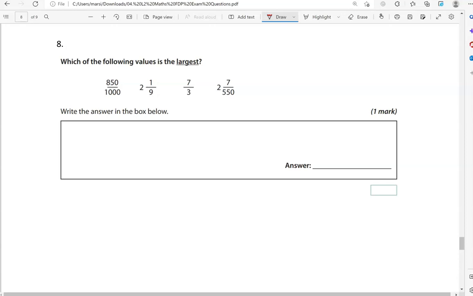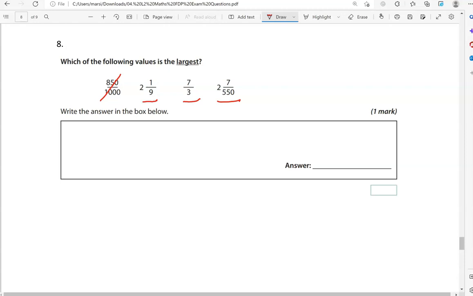850 out of 1,000 is the smallest of them all because it's a proper fraction. 850 is smaller than 1,000, so this is less than 1 or less than 100%, whereas the other three, they're greater than 1. So like this one is 2 and something, this is 2 and something, this one here is 2 and something as well, because 2 lots of 3 fit into 7. So we only need to focus on these 3.